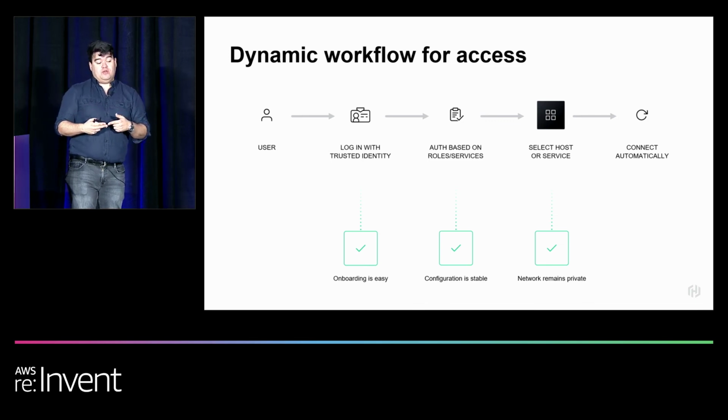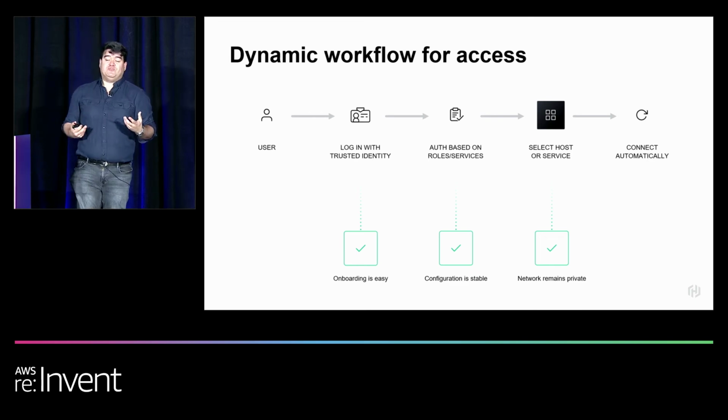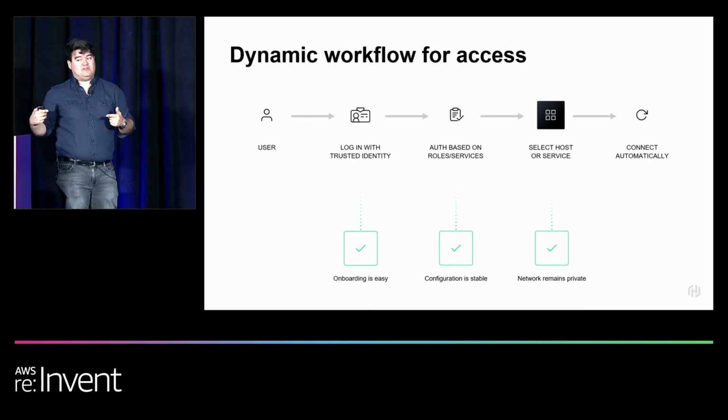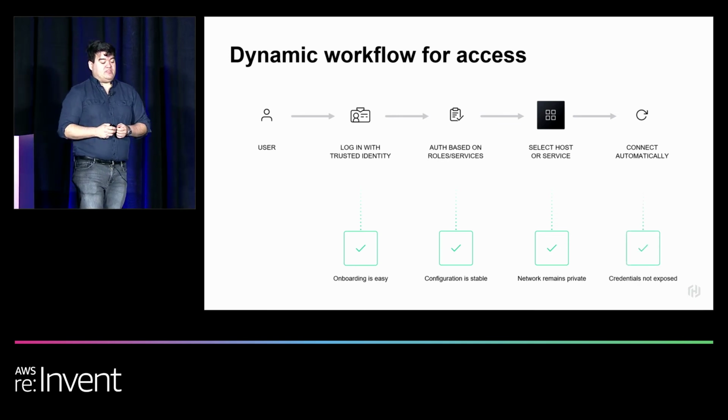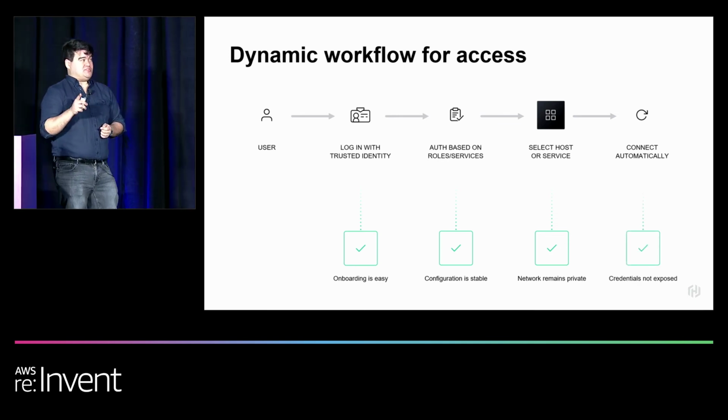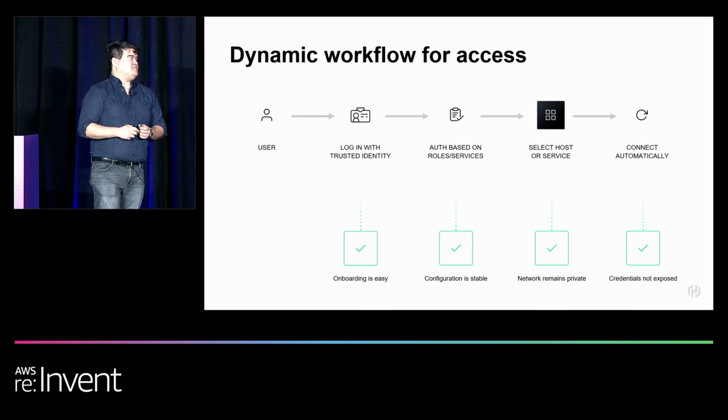And so, when no one knows where anything is except for the service mesh from a networking perspective, it makes it really, really difficult for an adversary to study your access patterns to mount an attack. And finally, by connecting automatically, when the user connects through Boundary, they just jump into the system. And this is very different because they don't gain access to a credential.